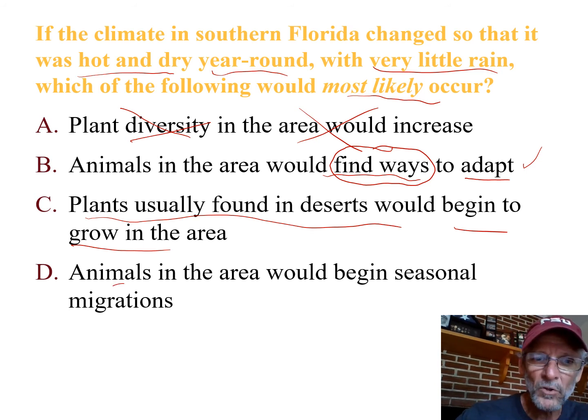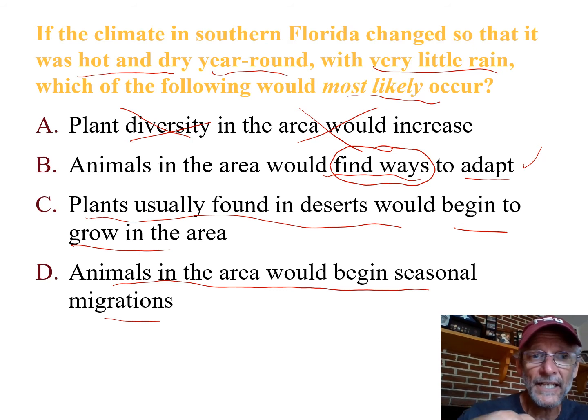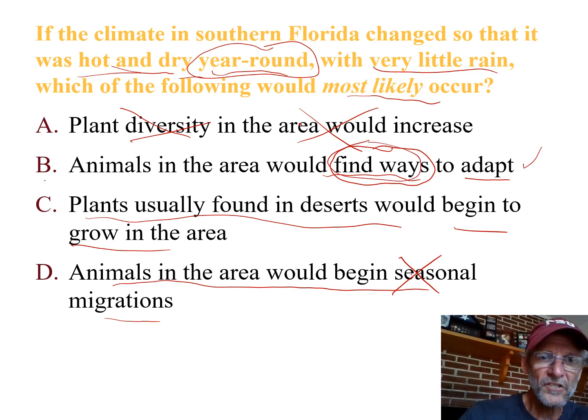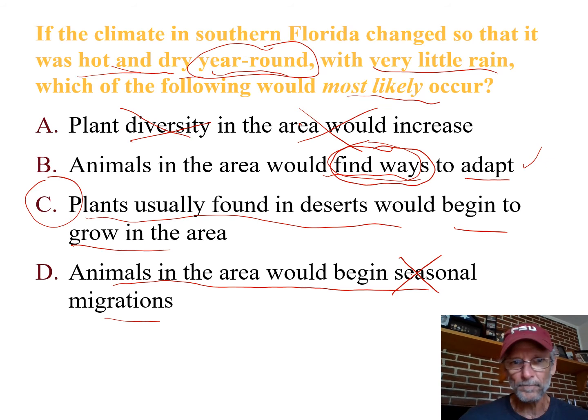Animals in the area would begin seasonal migrations to get out of the heat and the dryness, except they said this is year round. So seasonal and year round don't go together. So we can knock out A and D pretty easily. This is a weakness of B, and so I would definitely choose C here.